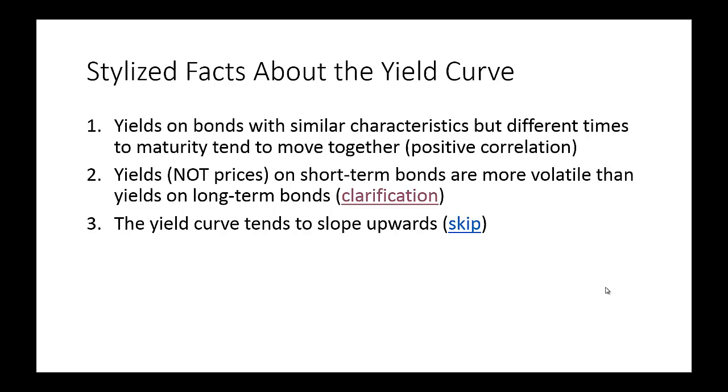is that the yields on bonds with similar characteristics but different times to maturity tend to move together. What I mean to say is there's a positive correlation between the yields to maturity of bonds that are similar but have different times to maturity. And I have data that I want to use to show this to you.